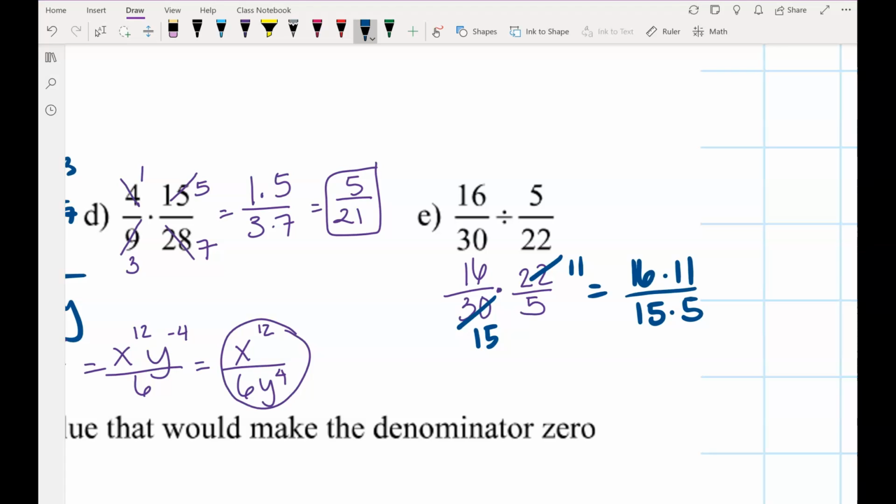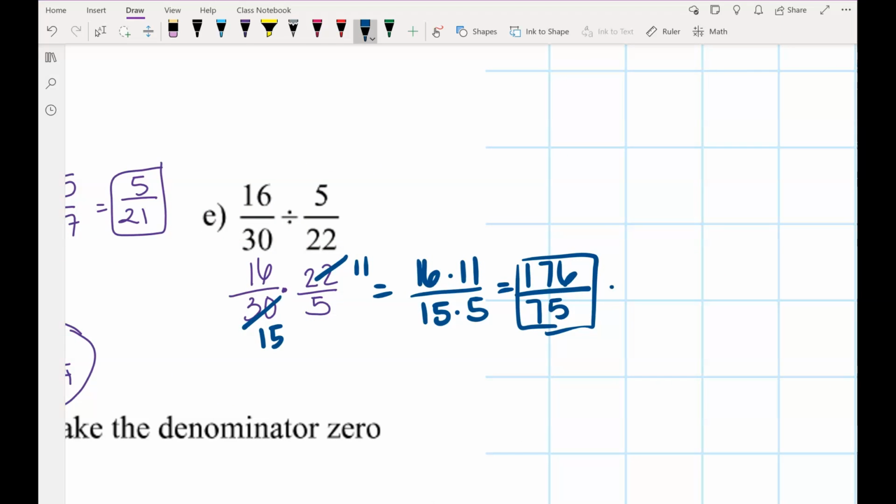Then from here, we can multiply horizontally. Well, 16 times 11, it's 176 all over 15 times 5, it's 75. You can leave it as the simplest improper fraction. Now, if you really want to write it as mixed, it's totally okay as well. The mixed number of this would be 2, right? 2 times 75, that's going to give us 150. So 176, subtract 150, is going to be 26 is the remainder, and then you put it over 75. Either one would be perfectly okay to use.